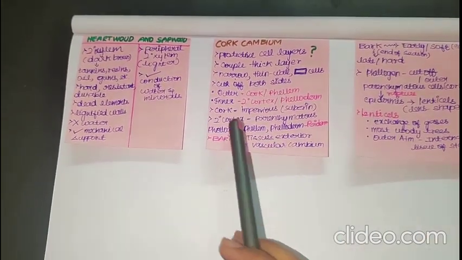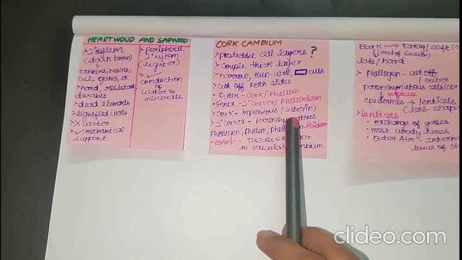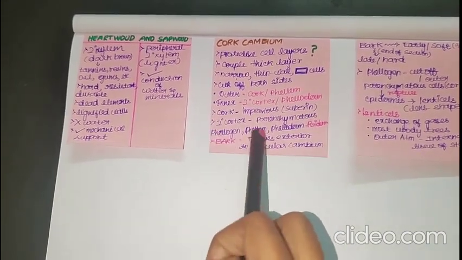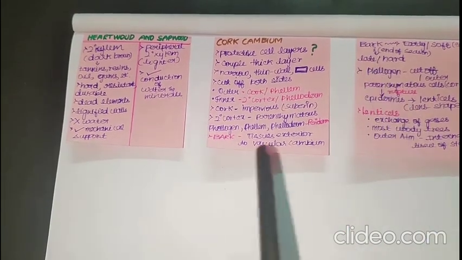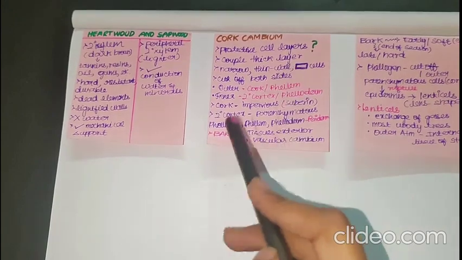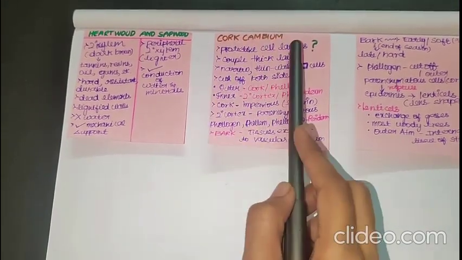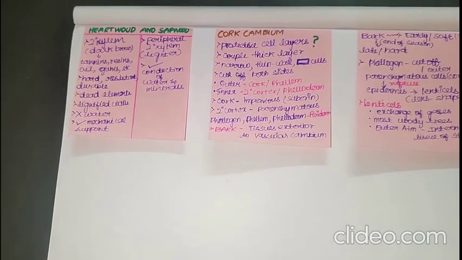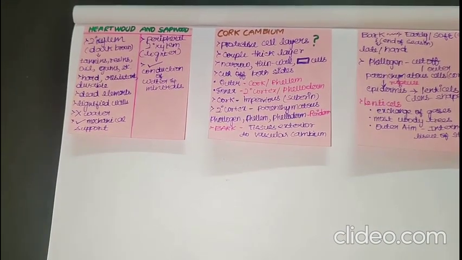or phelloderm. This cork will be impervious to water because it is made up of suberin, but the secondary cortex is made up of parenchymatous cells. So there is something called periderm, which consists of phellogen. Phellogen is nothing but the cork cambium, along with phellem, which is the cork, and also phelloderm, which is the secondary cortex. And we can talk about the bark.